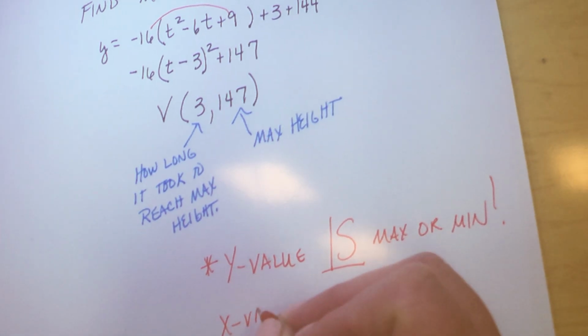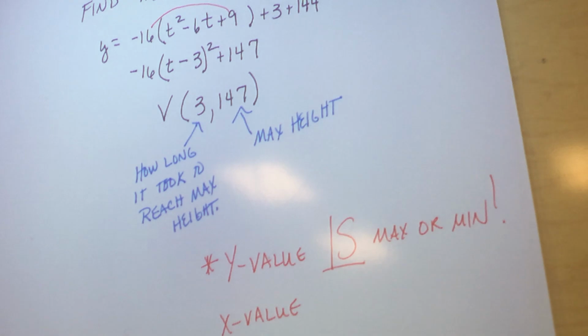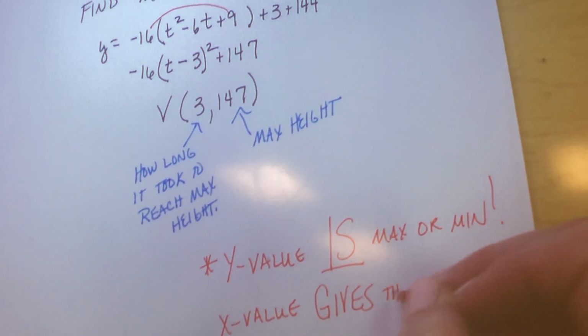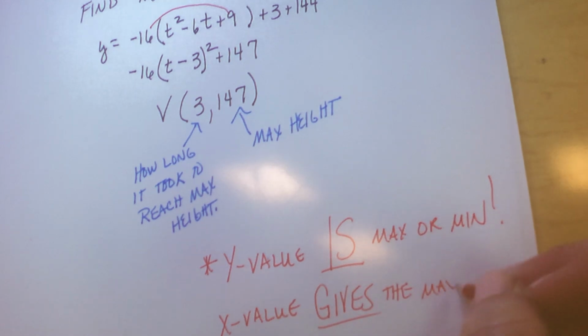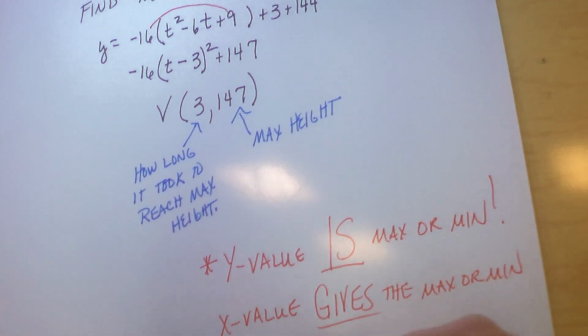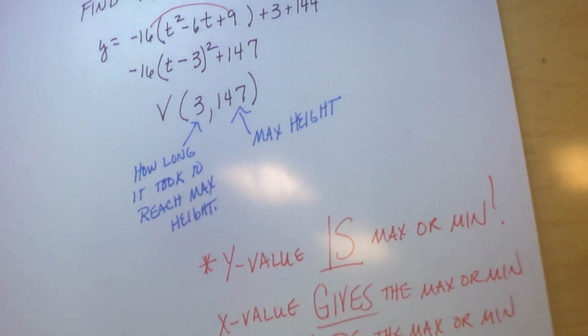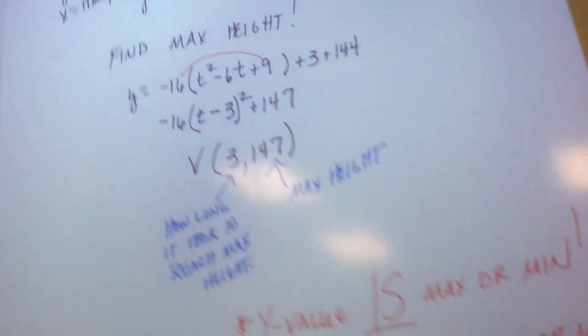The x value, and you can say it one of two ways, okay? You can either say the x value gives you the maximum or minimum, or you can say the x value is where it occurs, all right? I don't really care. So it gives the max or min, or it's where the max or min occur. All right, anybody got a question? Okay, all right, so here we go.